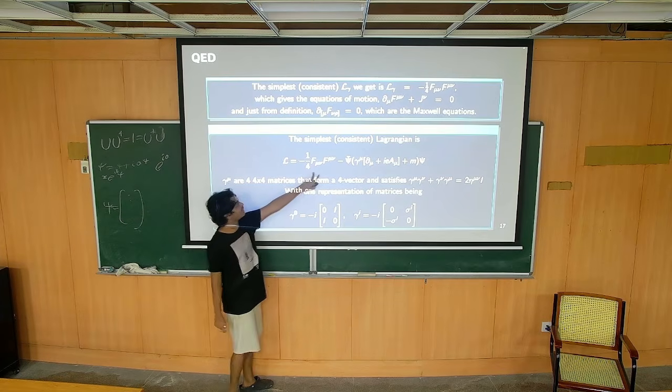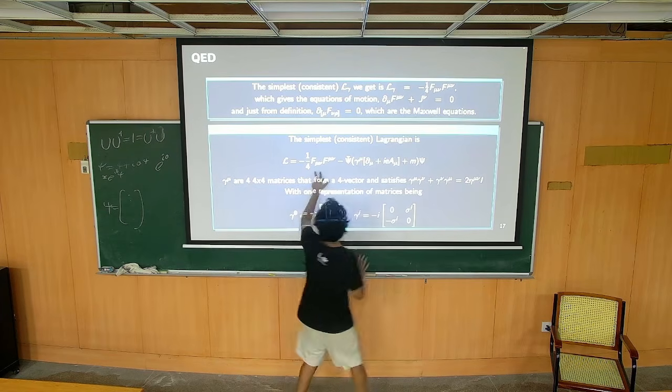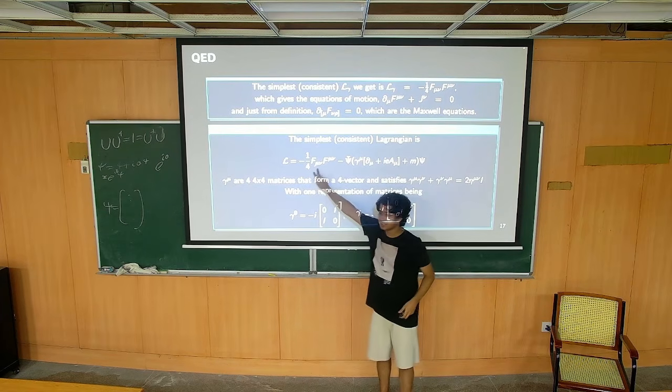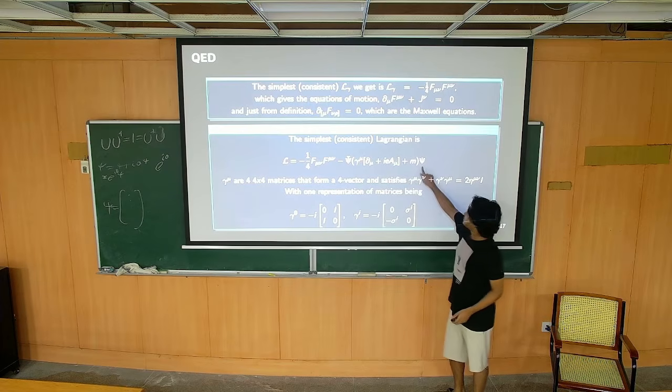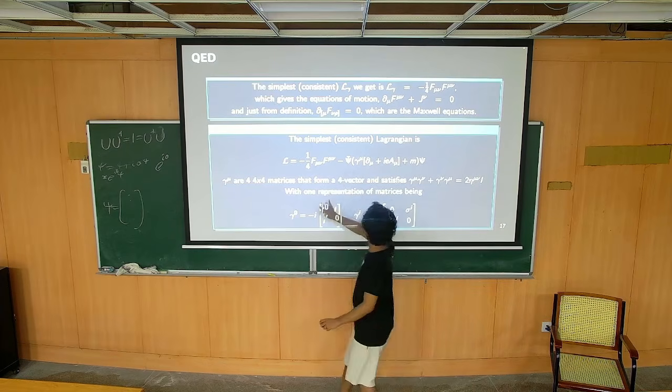This corresponds to how the photon evolved. This F mu nu part says how the photon evolved. Now this is the spinor. Psi is a spinor. Psi has 4 components. Psi bar is something I'll come to also.